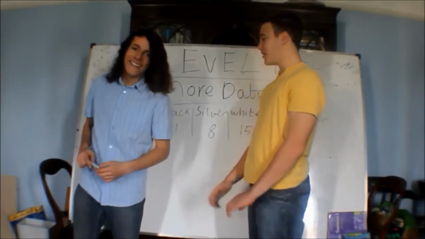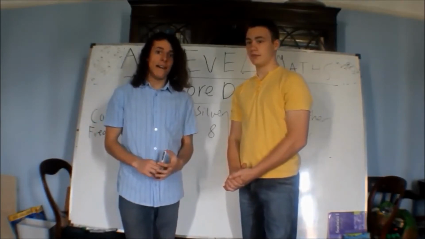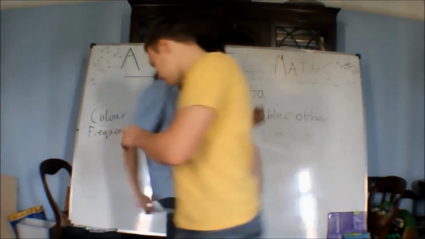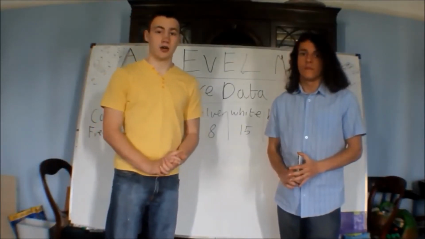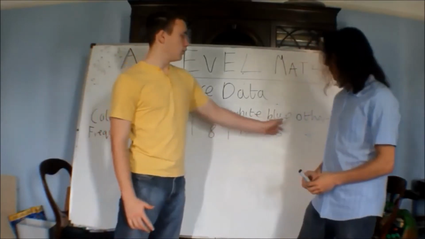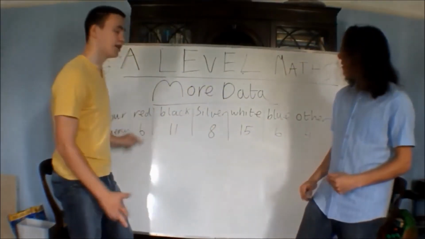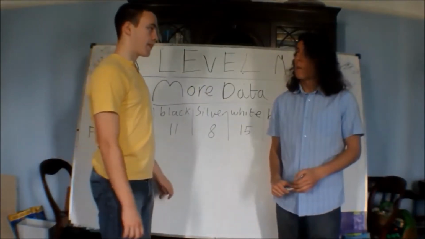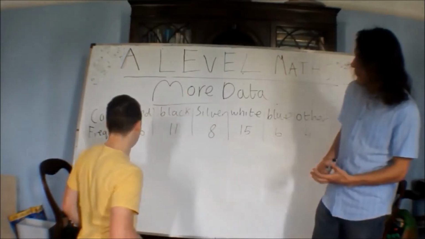And now we're on with more data. Yeah, more data, and specifically, pie charts. Let's swap. So what we've got here is like looking at cars in a car park. There's different coloured cars, red, black, silver, white, blue and other, and then the number of these cars that came in a set time. And we're going to show this using a pie chart. Now this is revision from GCSE, this section. This part is all fine.